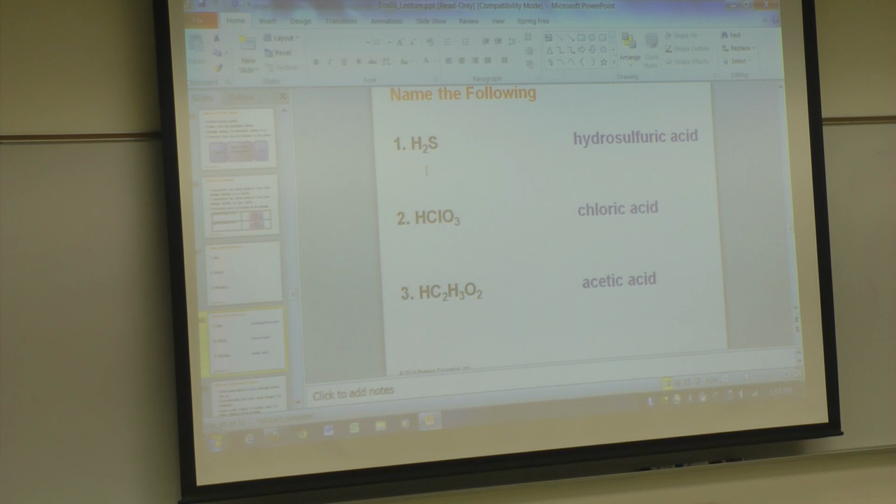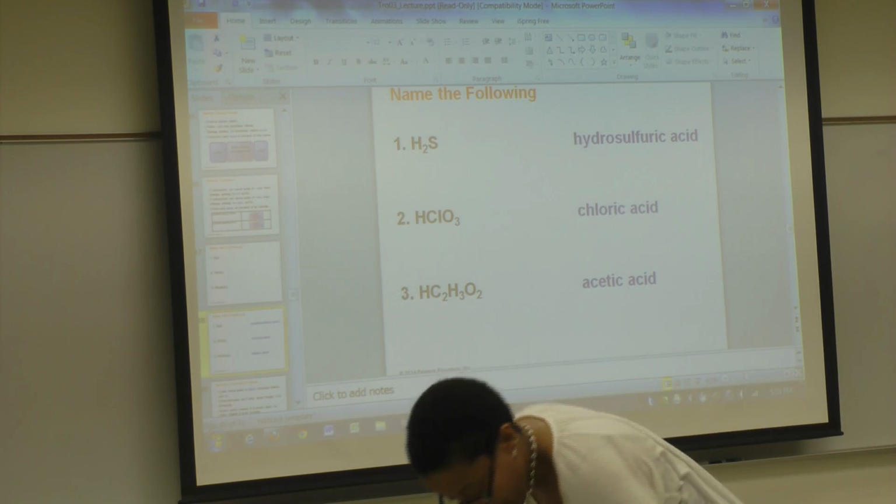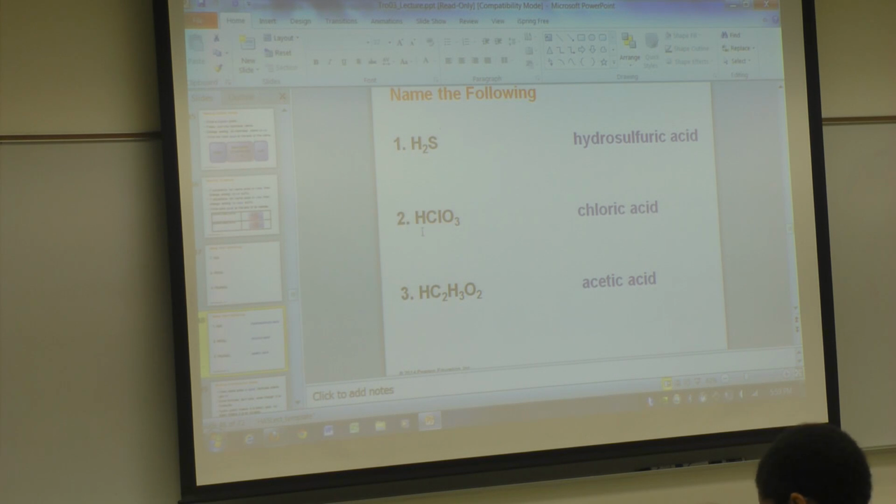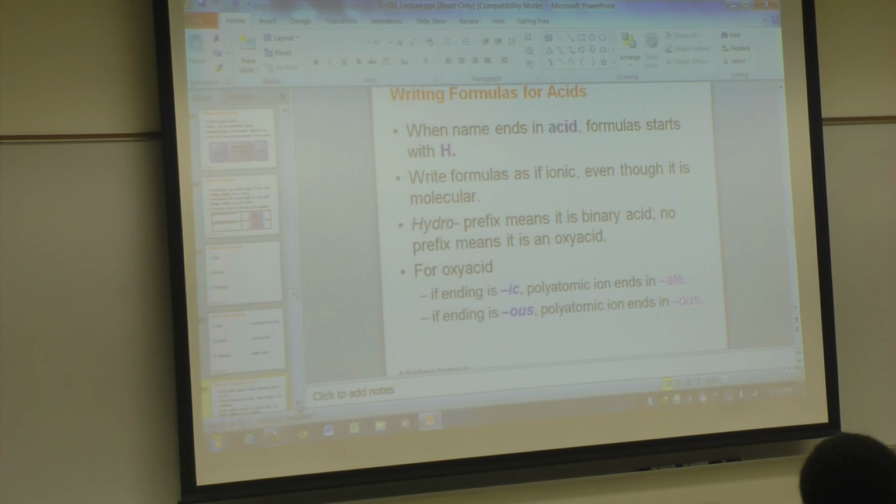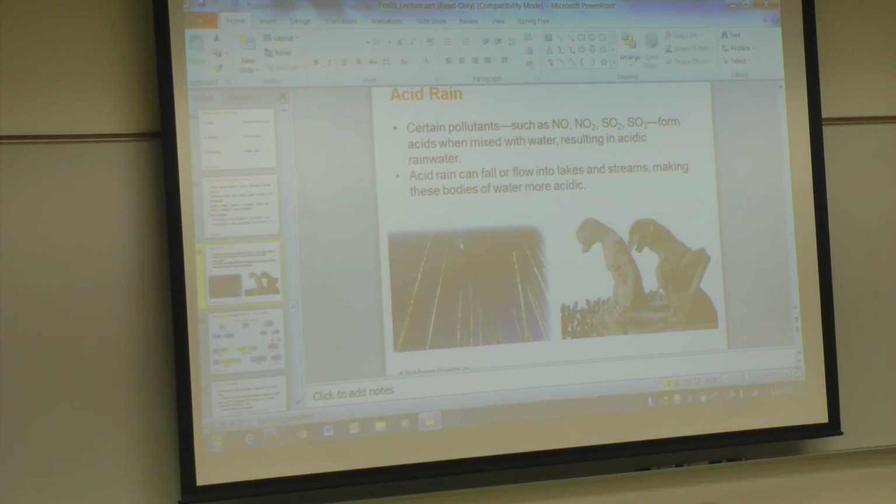How do we name H2S? We say hydrosulfuric acid. How do we name HClO3? We call it chloric acid, and we call HC2H3O2 acetic acid. We've probably heard a lot about acid rain and pollutants such as NO, NO2, SO2, SO3. They form acids when mixed with water vapor in the clouds, and come down as acid rain, which could flow into our lakes and rivers.